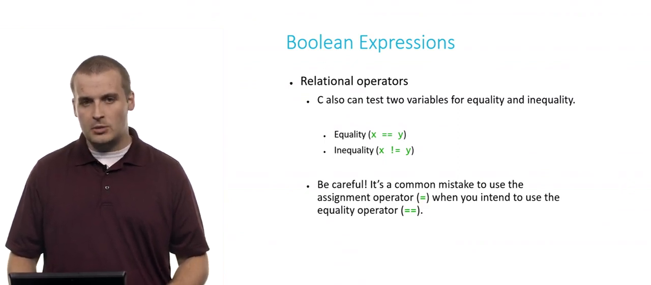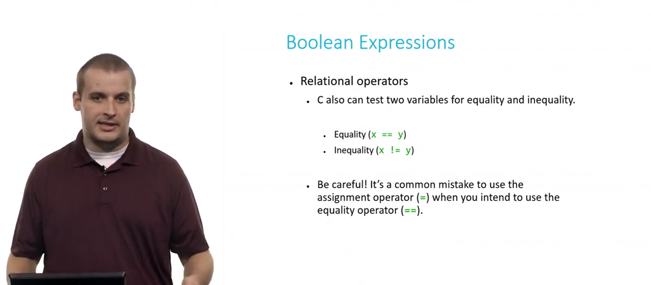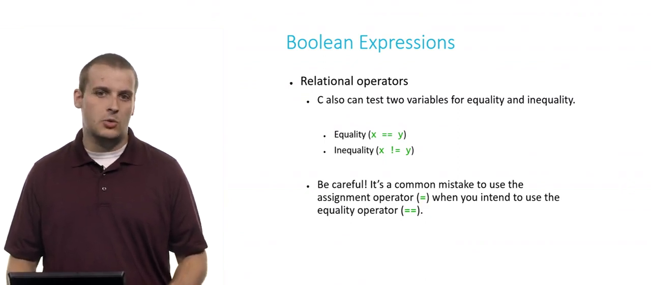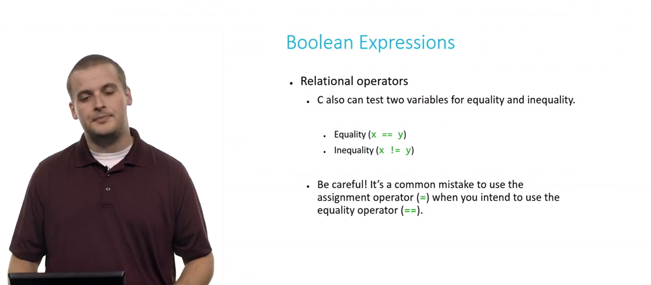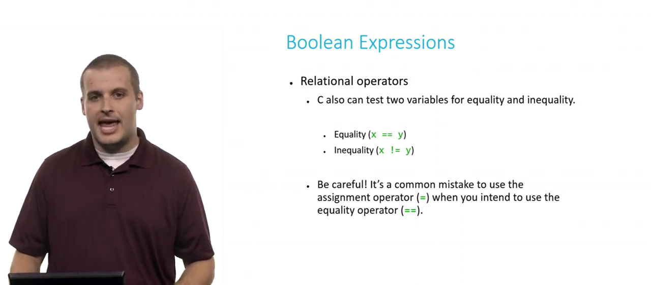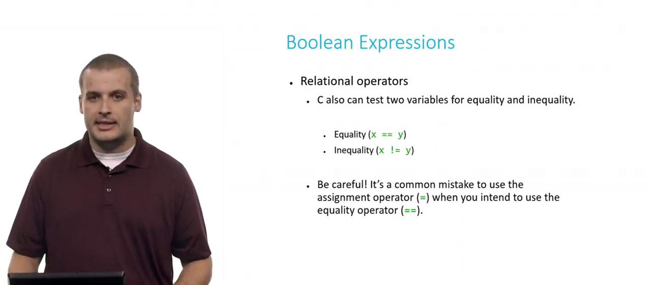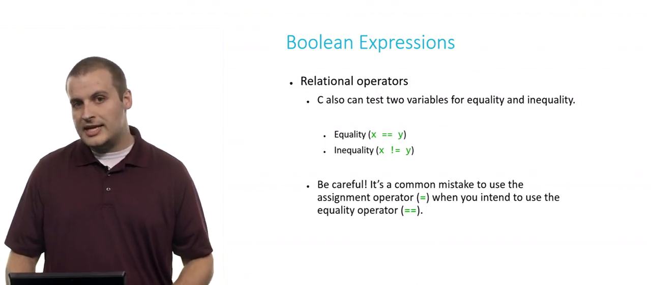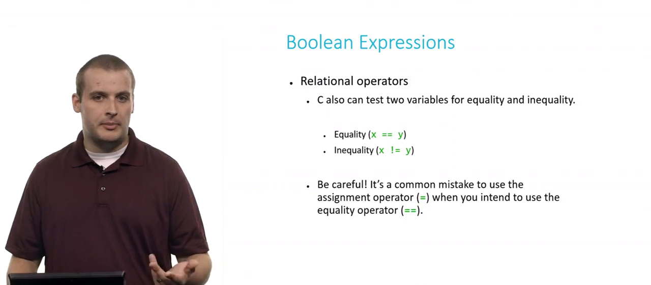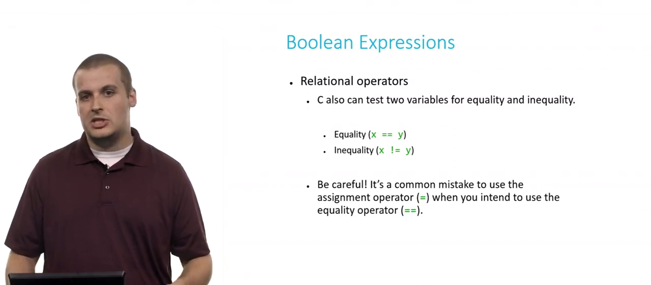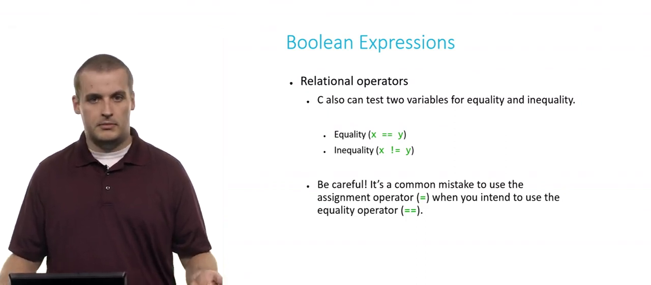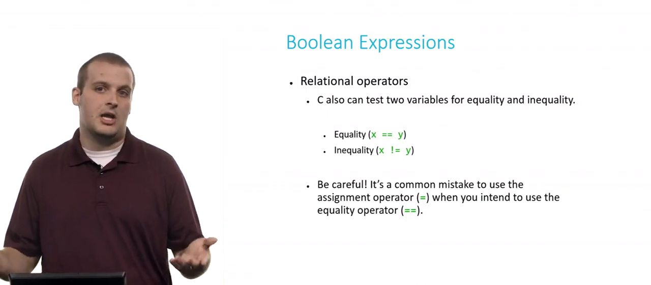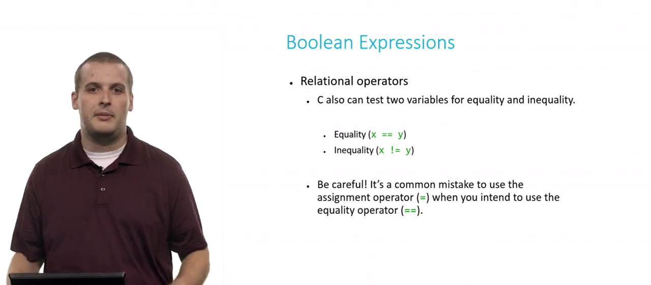So x equals y is true if x and y's value is the same. If x is 10 and y is 10, then x equals y is true. If x is 10 and y is 11, x equals y is not true. We can also test for inequality using exclamation point or bang or not again. If x is not equal to y, then if that's the test we're using here, we'll be good to go. So if x is not equal to y, we'll go down that path.